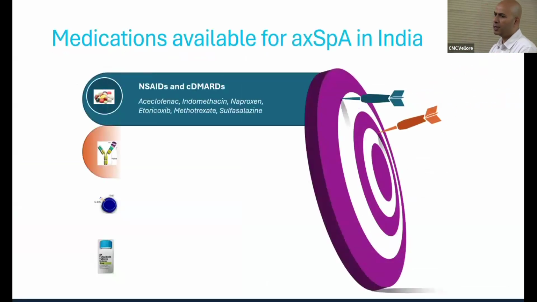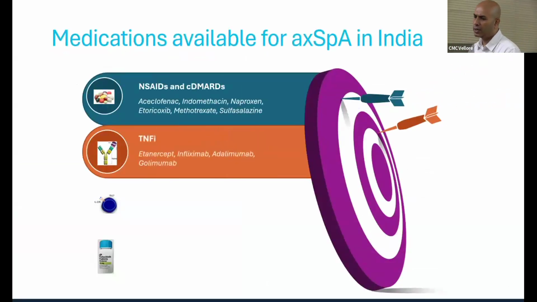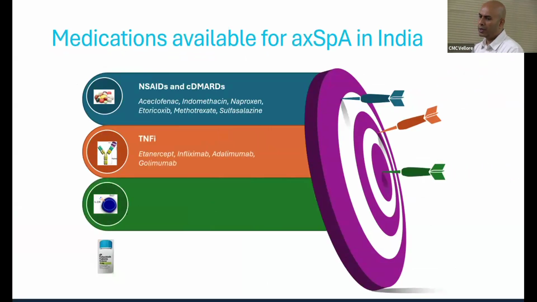Medications available for AxSpA in India: we have NSAIDs and conventional DMARDs. We have TNF inhibitors, of which we have 4 of the 5 molecules: etanercept, infliximab, adalimumab, golimumab. IL-17 inhibitors, we have secukinumab.